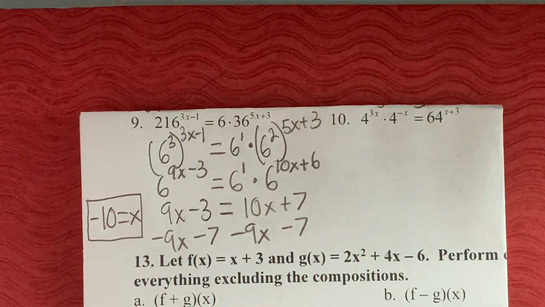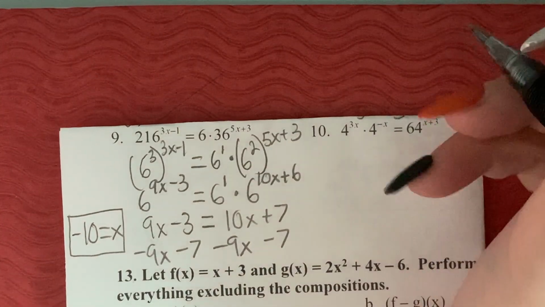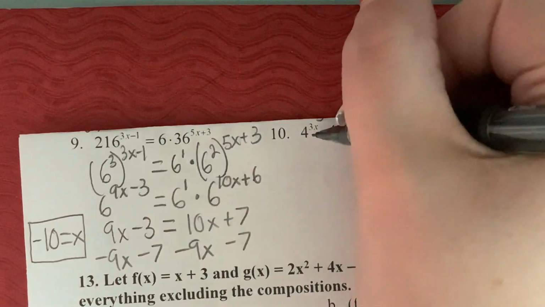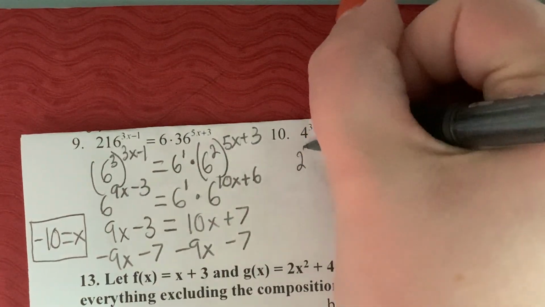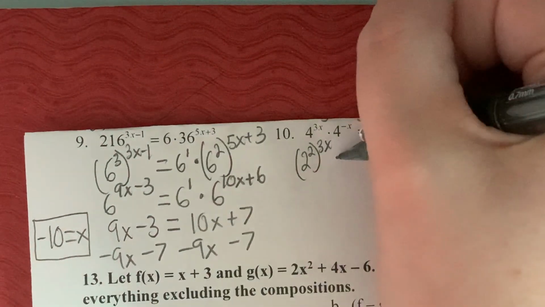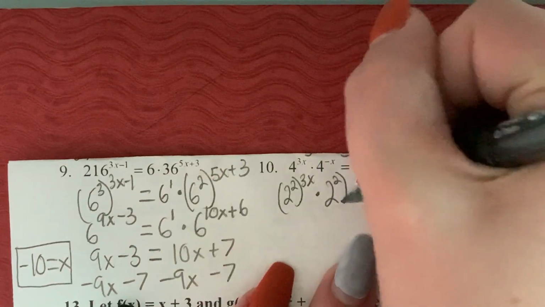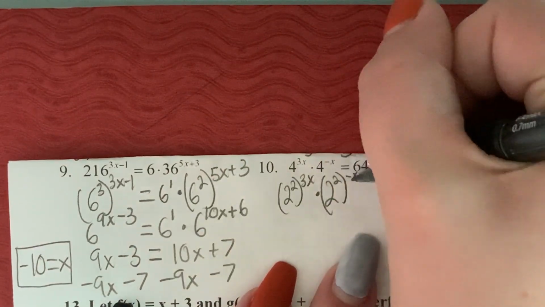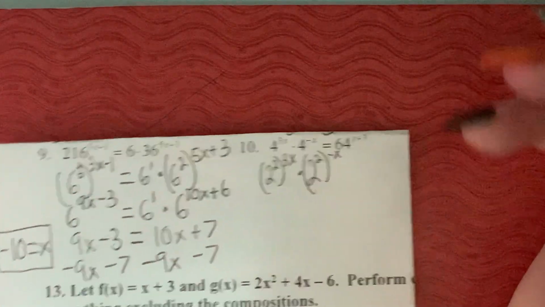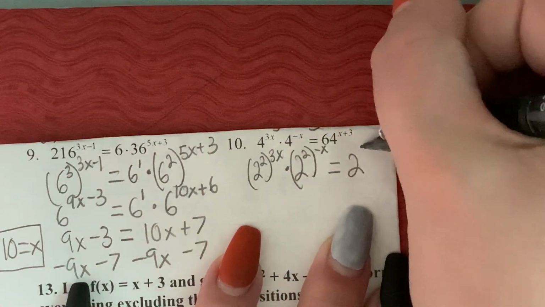Again, number 10 you can do as base 2, or you can do it with base 4. Either way, you'll get the same answer, but I'm going to do it base 2, because I just like to get to the lowest number possible. So I can rewrite 4 as 2 squared for both of these. And I can rewrite 64 as 2 to the 6th.